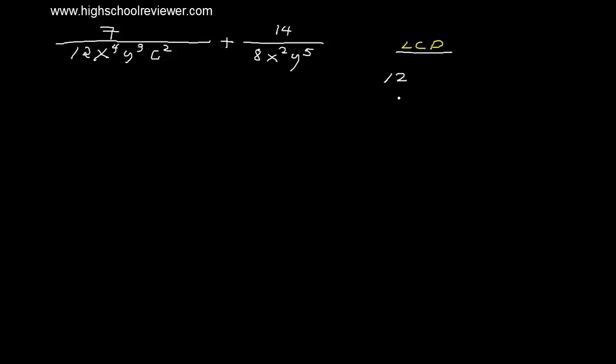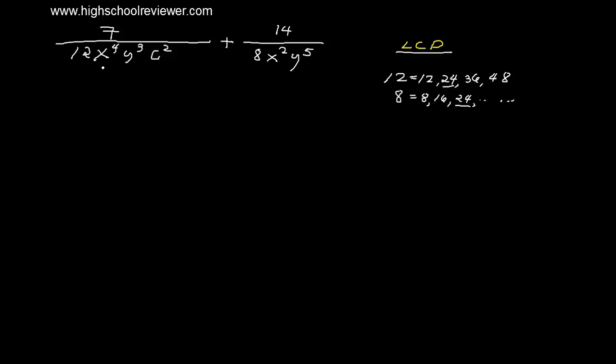So the LCM here of 12 and 8: for 12, we have the multiples of 12, 24, 36, 48, and for 8 we have 8, 16, 24, and so on. Now we will stop at 24 because we have here the common multiple. So the lowest common multiple of 12 and 8 is 24.